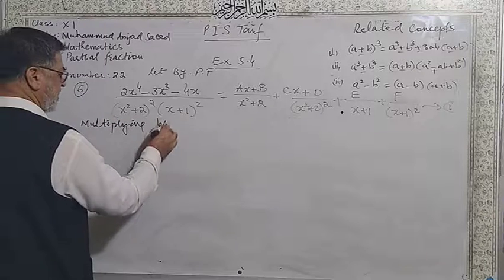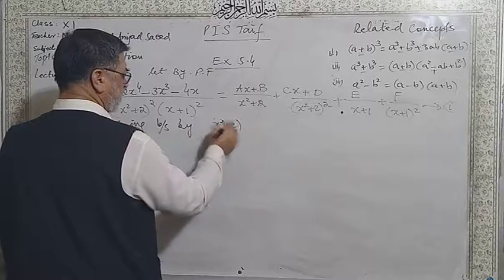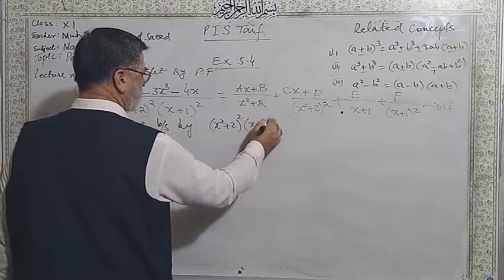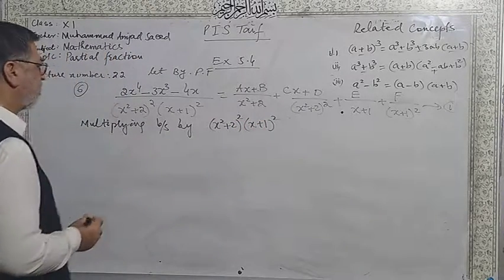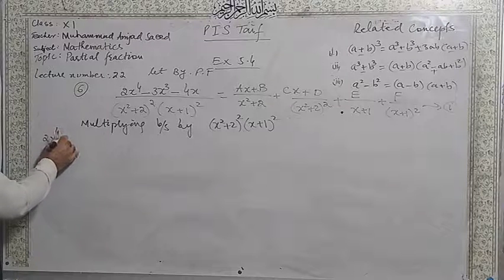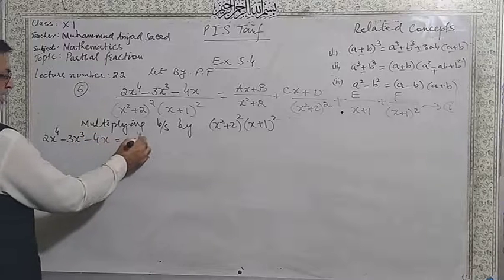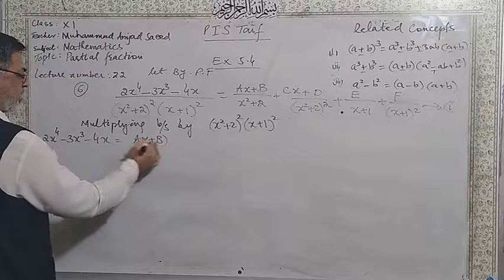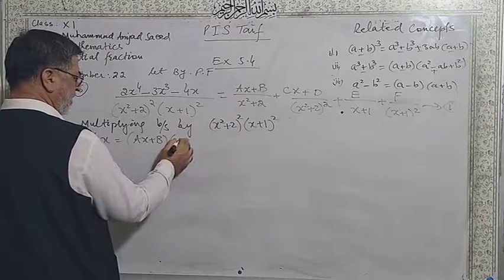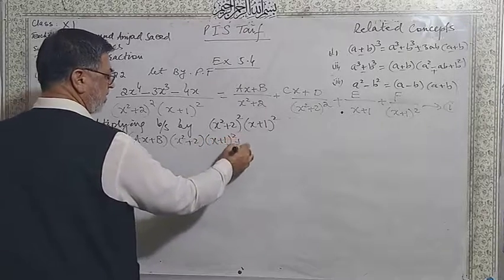Multiplying both sides by LCM. And what about LCM? (x^2 + 2)^2 into (x + 1)^2. We are left with 2x^4 minus 3x^3 minus 4x is equal to (ax + b) into, the first power cancelled, we have (x^2 + 2) and (x + 1)^2.